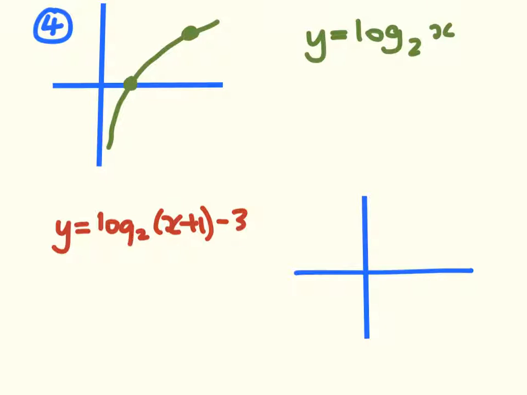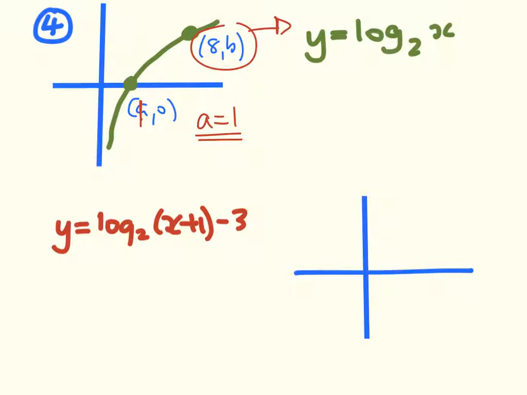For question 4, we have this curve here. We know that it passes through this point here, A, 0, and this point here, which is 8, b. Every single log curve passes through the point 1, 0, so that means that a has the value 1. Secondly, because we know it passes through this point, if I substitute that point into that formula, we should be able to work out what b is.